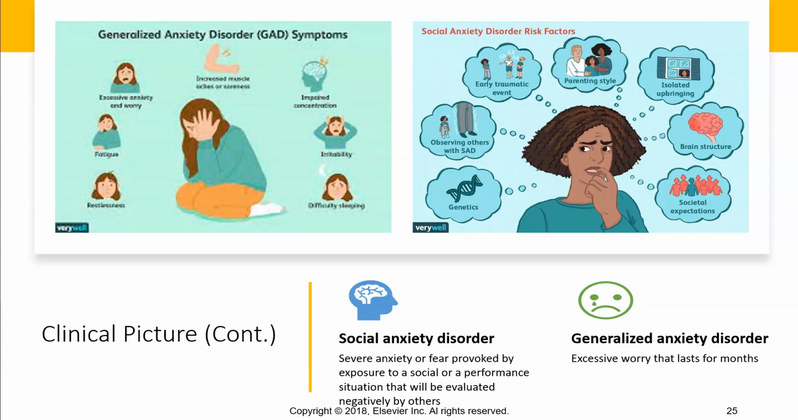GI upset, irritable bowel syndrome type symptoms. Especially with generalized anxiety disorder, someone is so anxious all of the time that anxiety and elevated stress can lead to medical issues, like heart attack, MI, pulmonary embolisms. So we have to be mindful of someone with generalized anxiety disorder.